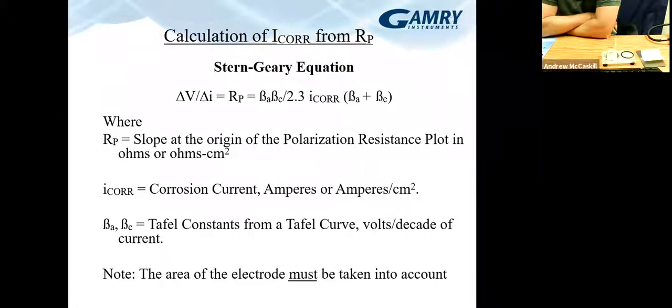It's possible somebody's already done that work for you, and you can get it from literature, but it's going to change from one material to another, so I'd be wary of that. So it's just going to be a relationship between RP, the Tafel constants, and I-corr. So we're converting the polarization resistance value here to an I-corr value by rearranging this equation. And I will say that the area of the electrode has to be taken into account. That's why you see these two different units for RP. So somewhere in here you have to refer to the exposed area of the electrode.